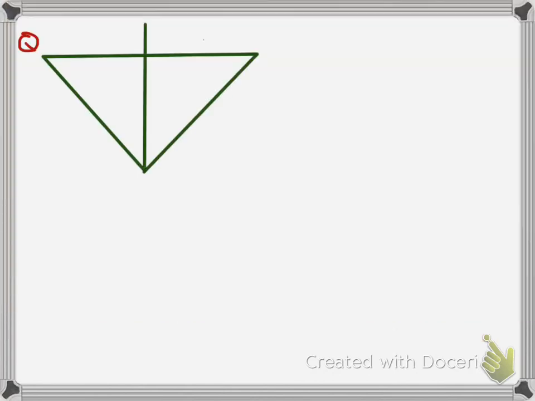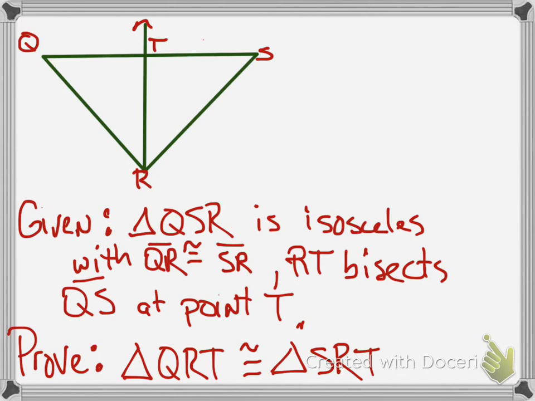Let's talk about one. Okay, so here's a drawing. Like how I drew that out? Okay, and we're going to give you this: that QSR is an isosceles triangle. So we're saying that these two sides are congruent. And RT bisects QS at point T. Now you're going to prove that QRT is congruent to SRT.